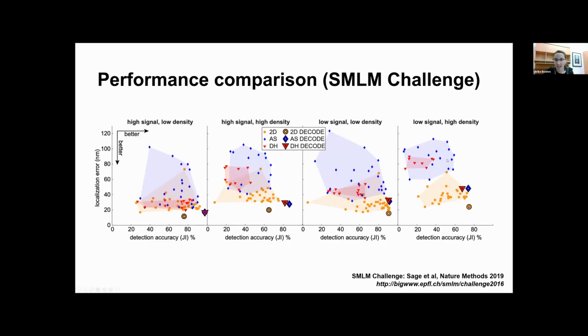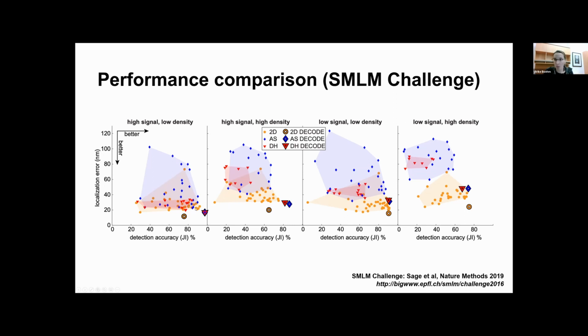Okay, so at the very end, a nice overview of the performance in terms of detection accuracy and localization error. What's indicated within those diagrams is how different algorithms perform. Every single spot indicates a different algorithm, but the very thick ones at the bottom are how DECODE performs, either in a 2D single molecule localization case, or when you try to analyze astigmatic data or the double helix data.